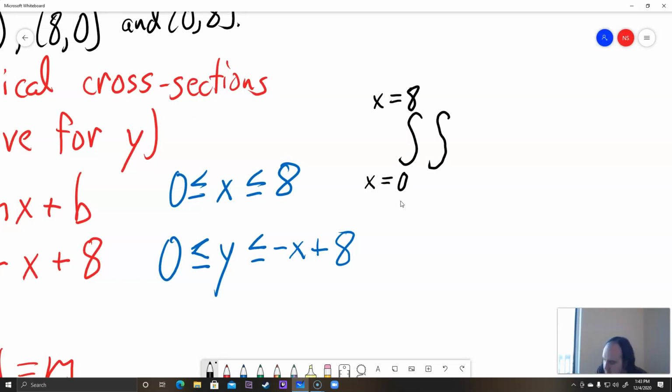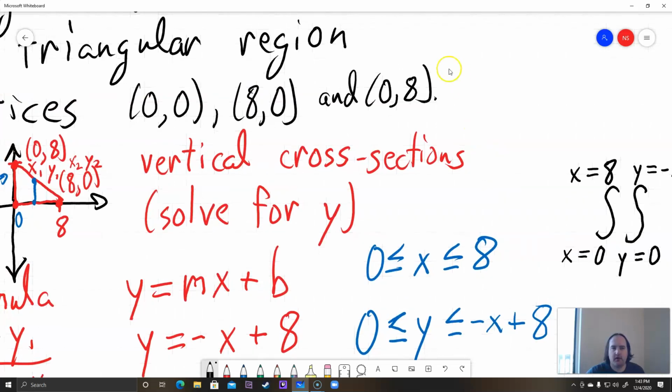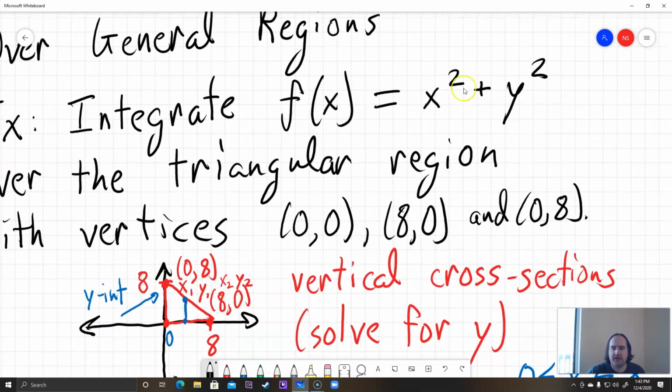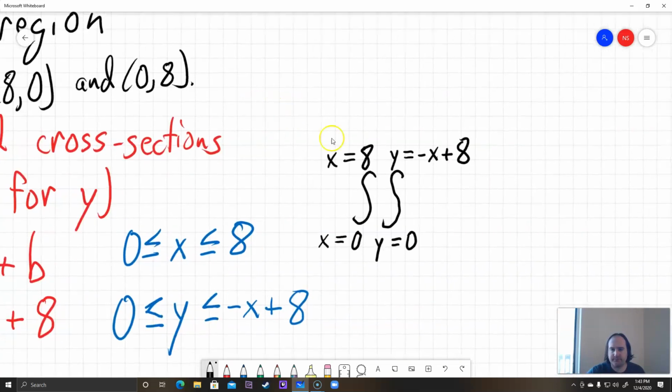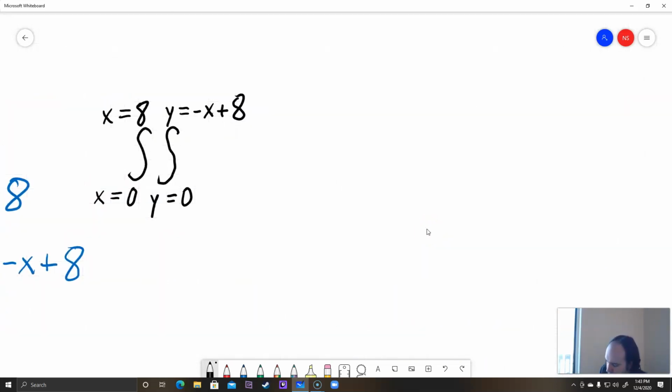And then our inner integral is going to be in terms of y, and that's going to be going from 0 to negative x plus 8. Okay, so from y equals 0 to y equals negative x plus 8. Okay, and then our function that we started with was actually x squared plus y squared. So we're doing the double integral of parentheses x squared plus y squared, and our inner integral is dy, and our outer integral is dx.